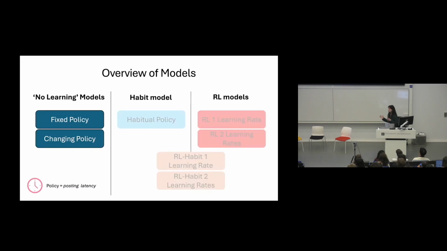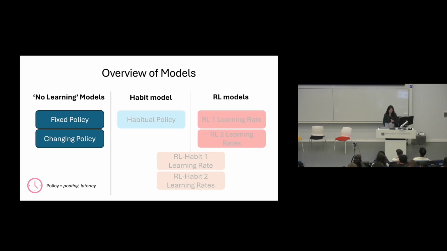We fitted 7 models, which I'll take you through quickly now. Importantly, each of the models is basically calculating the way in which an agent, which models a social media user, decides how fast to post. So their policy is the posting latency that they decide to do each time. We began with 2 baseline models, which posited, respectively, either a fixed policy over time, so they posted at the same rate across the data set, or a gradually changing policy, so it allowed for a change, but without modeling a cognitive process.